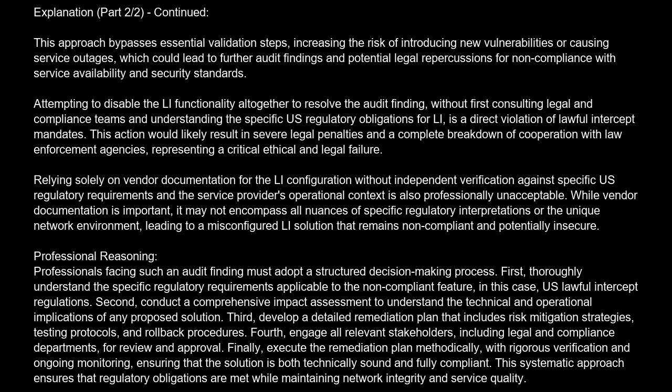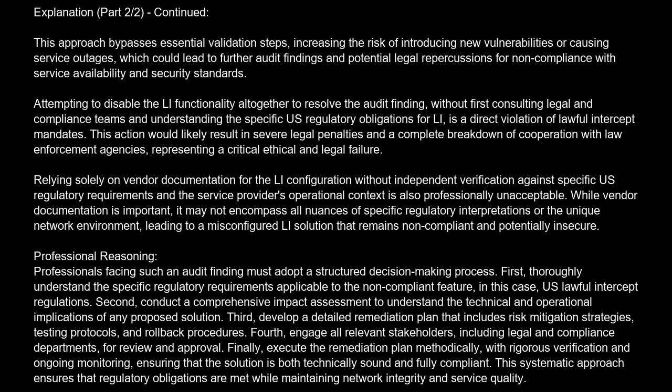Relying solely on vendor documentation for the LI configuration without independent verification against specific U.S. regulatory requirements, and the service provider's operational context is also professionally unacceptable. While vendor documentation is important, it may not encompass all nuances of specific regulatory interpretations or the unique network environment, leading to a misconfigured LI solution that remains non-compliant and potentially insecure.